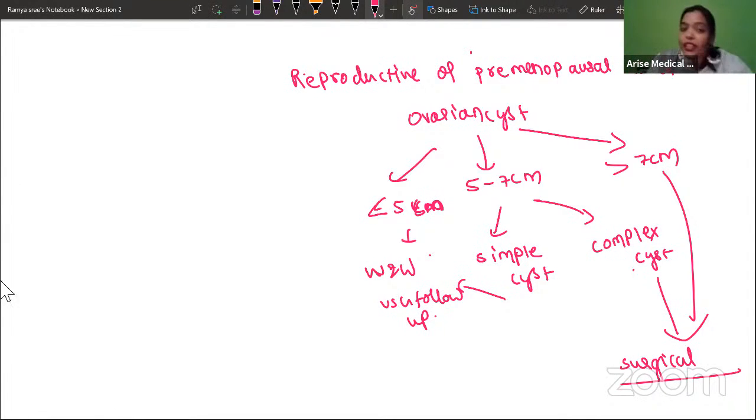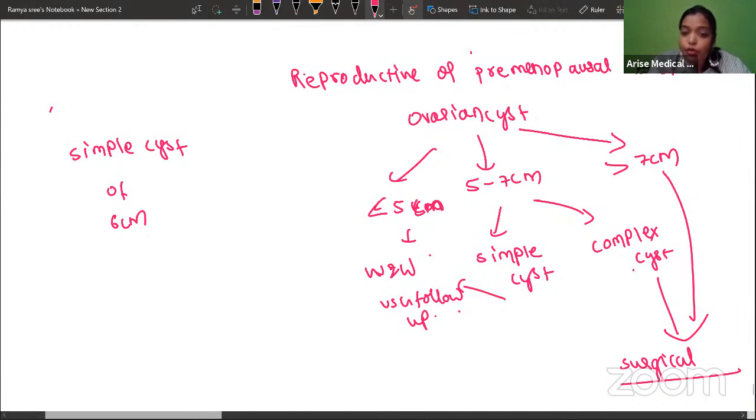So my question, which I gave you, was a simple cyst of 6 centimeters. As my question was a simple cyst of 6 centimeters, your answer will be USG follow-up. Understood? So this is the first table.